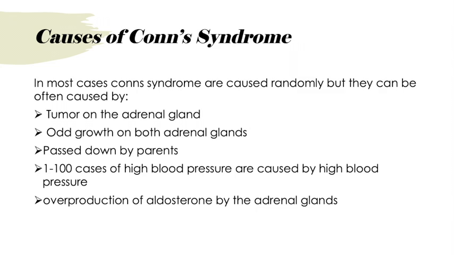In most cases, Conn syndrome can be caused randomly, but the most often causes are a tumor lying on the adrenal gland, odd growths on both adrenal glands, overproduction of the aldosterone by the adrenal glands, very high blood pressure, and in some rare cases, it can be passed down by parents.